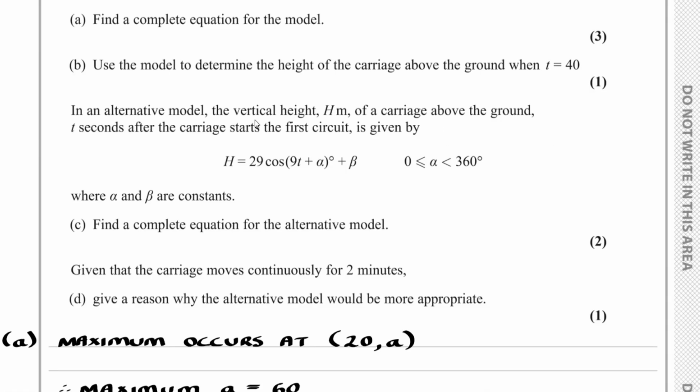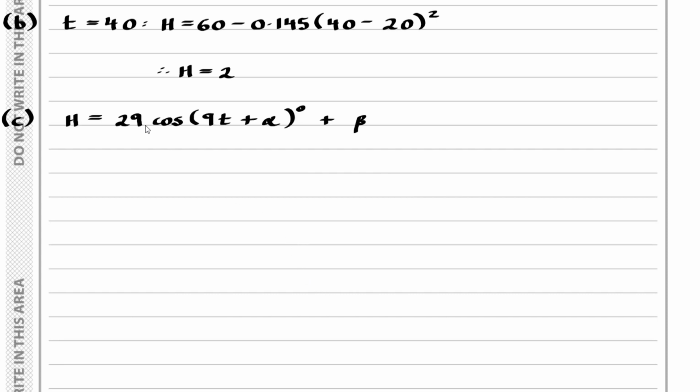In an alternative model, the vertical height h meters of a carriage above the ground t seconds after the carriage starts the first circuit is given by h equals 29 multiplied by the cosine of 90 plus alpha degrees plus beta, where alpha is in between 0 and 360 degrees, and alpha and beta are constants. For part C, we have to find a complete equation for the alternative model. So for part C, we have h equals 29 multiplied by the cosine of 90 plus alpha degrees plus beta.